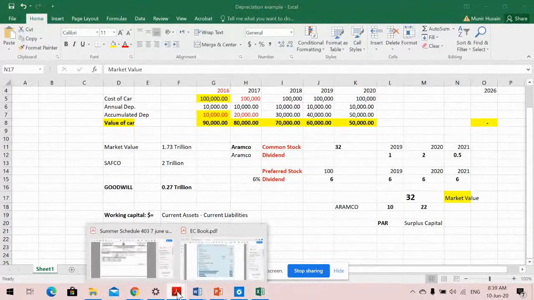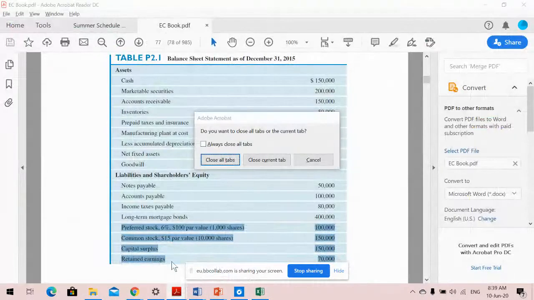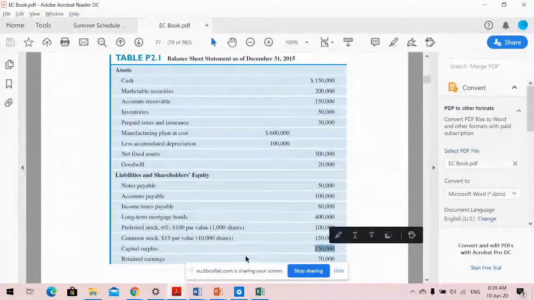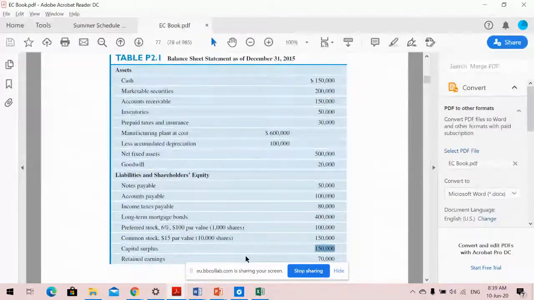So now I'll come back to this question. Right, coming to this question. In this question, the capital surplus is 150,000. Now capital surplus is for common stock, not for preferred stock. Always for common stock, remember.